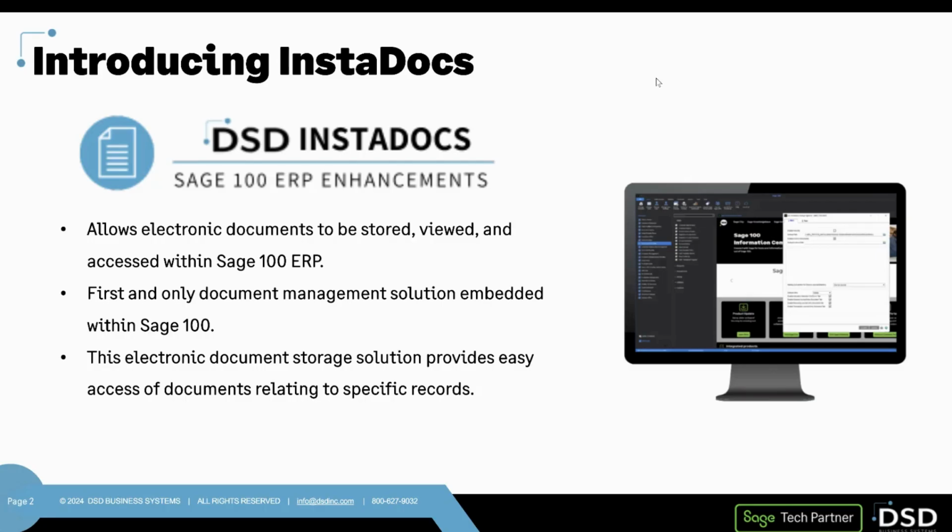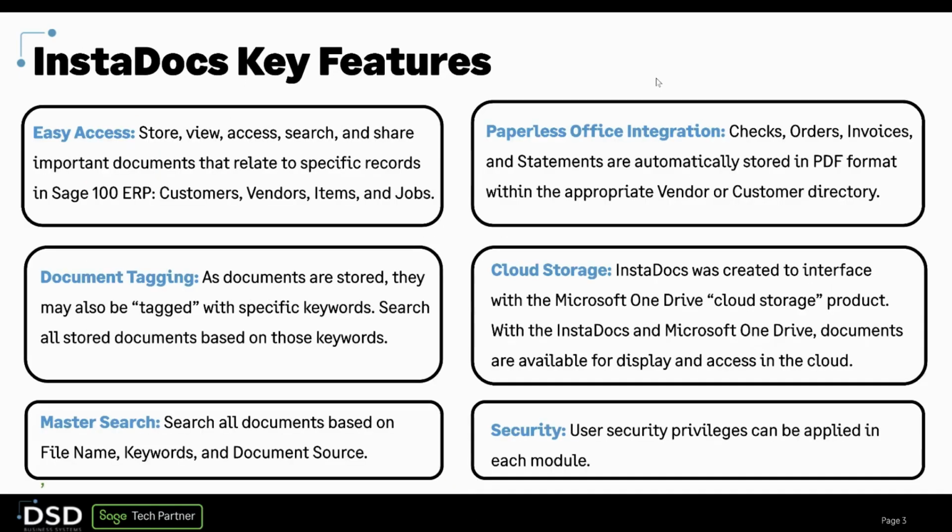InstaDocs is different than these solutions because it's the first and only solution created by a Sage 100 developer. The document management capabilities are actually embedded into the Sage 100 panels, which then provide easy access to documents related to Sage 100 records, such as customers, vendors, items, invoices, sales orders, and checks. There are 6 key features.